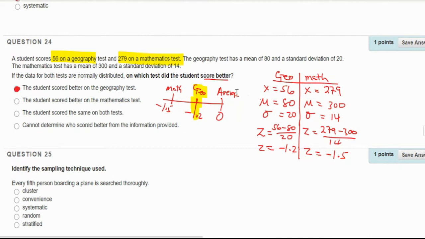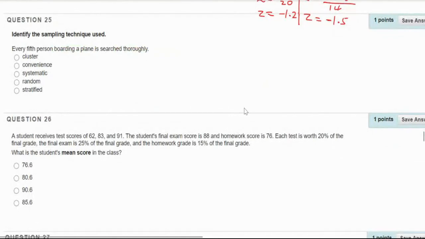Okay, and you're going to have about 2 or 3 questions on this type of question. I love this when it gives you the clue: every 5th person. So what should we choose? Systematic. Excellent, excellent. All right.